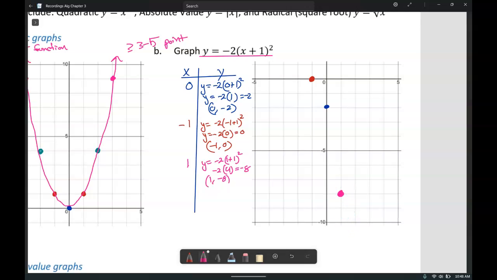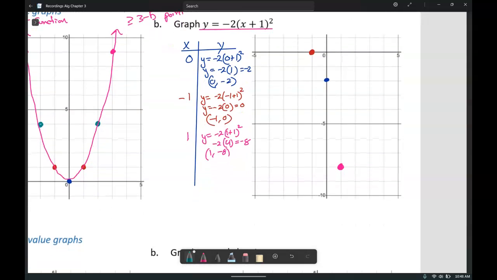So instead of finding more points to the right, let's find some points to the left of -1, even further. Let's look at the point -2. y equals -2 times (-2 plus 1) squared. -2 plus 1 is -1. -1 squared is 1. So -2 times 1 equals -2. So now we have the ordered pair (-2, -2), plotted here, and now we see this symmetry. We have these symmetrical points here and here.